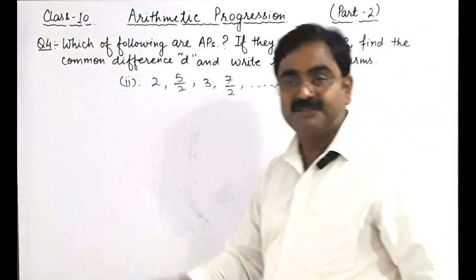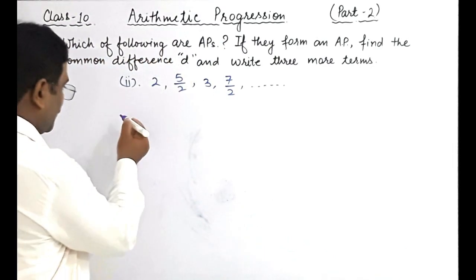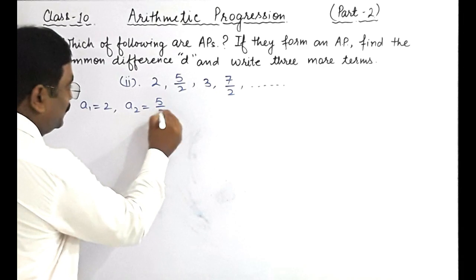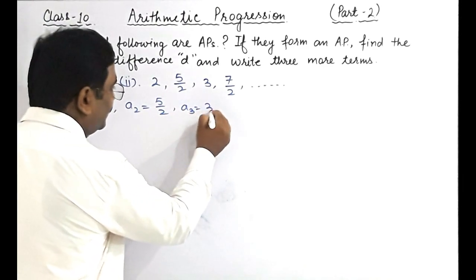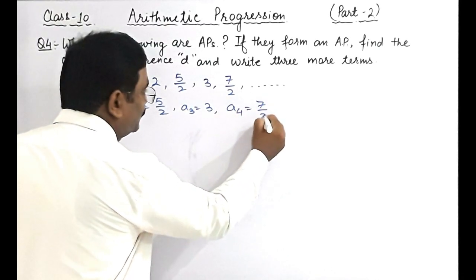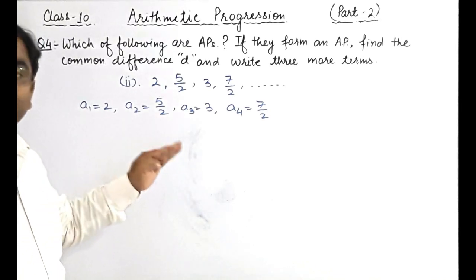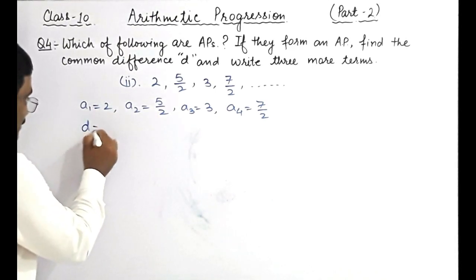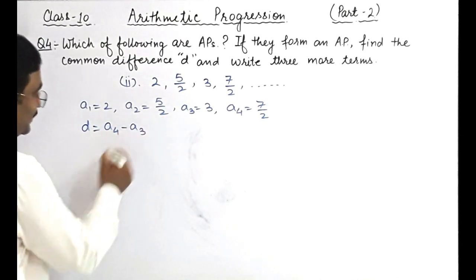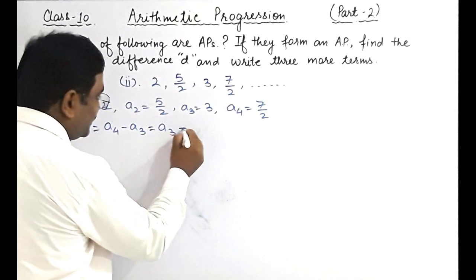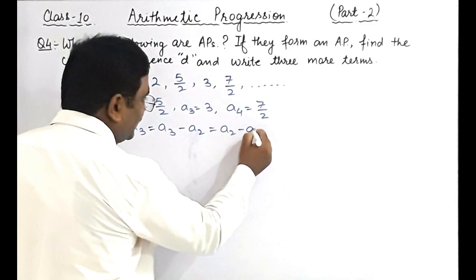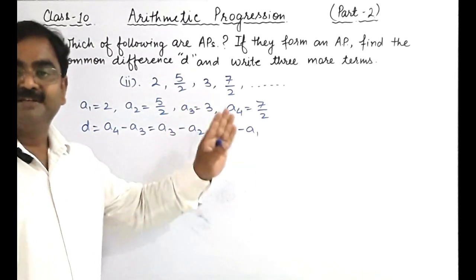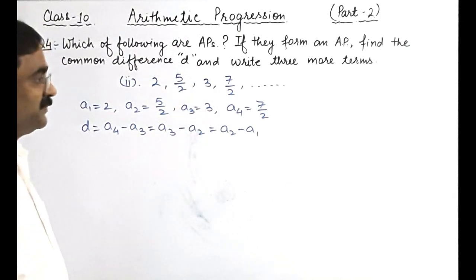So let us see this list of numbers. The first term is given as 2, the second term is 5 upon 2, the third term is 3, and the fourth term is 7 upon 2. Let us check whether this is an arithmetic progression. To decide, we find the value of the common difference. As you know, the common difference d is equal to a4 minus a3. Similarly, you can find a3 minus a2 and a2 minus a1. If the values of all these three are the same, then this list of numbers is said to be in AP. Let us find it.